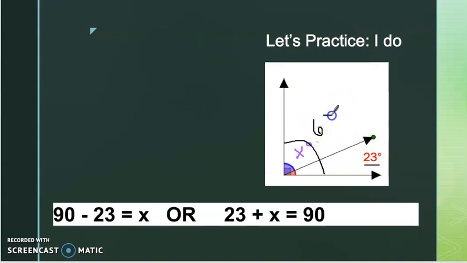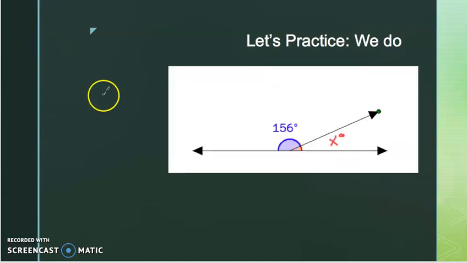What I would like you to do is pause the video and go grab a piece of paper and a pencil if you don't already have one, because we're going to do a couple practice problems together, and then I'll have you do some by yourself. All right, let's take a look at this first example.